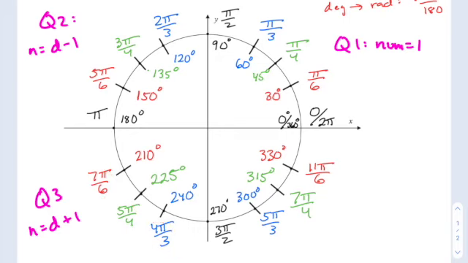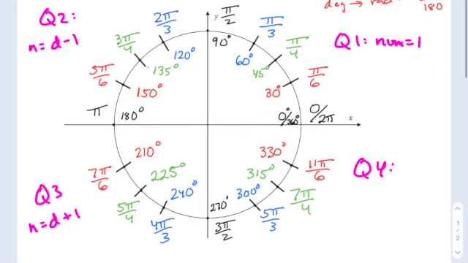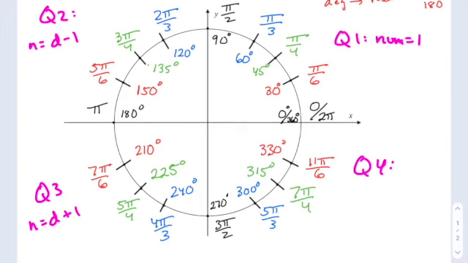And in quadrant 4, it's not such a nice pattern. It's not as nice as the other 3, but the numerators are all double the denominator minus 1. So pi over 6 that lives in quadrant 4 would be 2 times 6 is 12, minus 1 is 11, 11 pi over 6. 4 times 2 is 8, minus 1 is 7. 3 times 2 is 6, minus 1, 5 pi over 3.